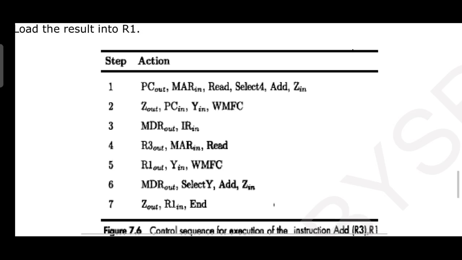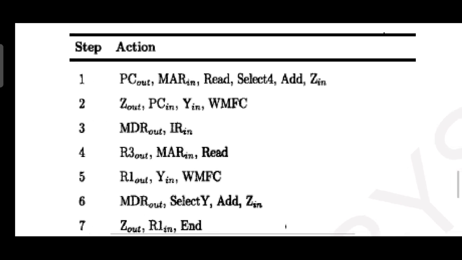So here PC out is activated, followed by MAR in. That means the content from the program counter is transferred to the memory address register. That's it, right? Perform the read operation, reading the location value. Then you are supposed to update the value of PC, isn't it? How will it happen? It will happen with the help of the multiplexer.